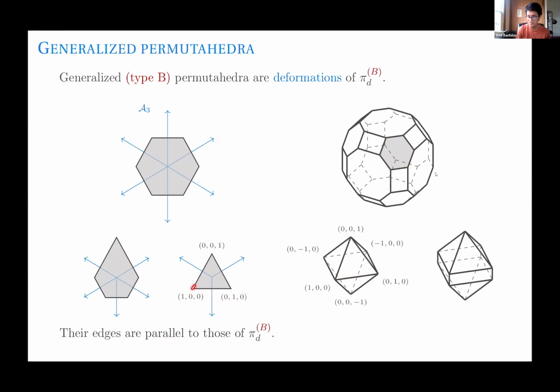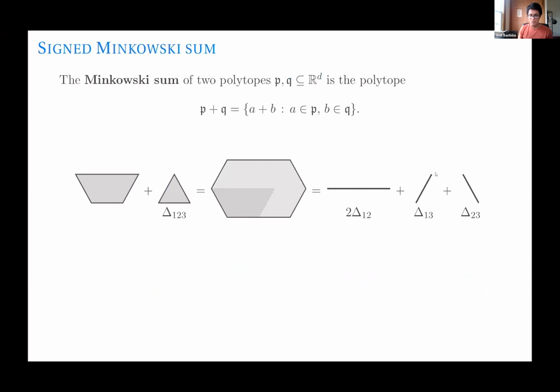I want to point out that the standard simplex, the one that has vertices in the standard basis of R^d, is a type A generalized permutahedron. You can see this edge is parallel to this edge, and this edge to this edge, and so on. Okay, so this is our definition of generalized permutahedra for today.